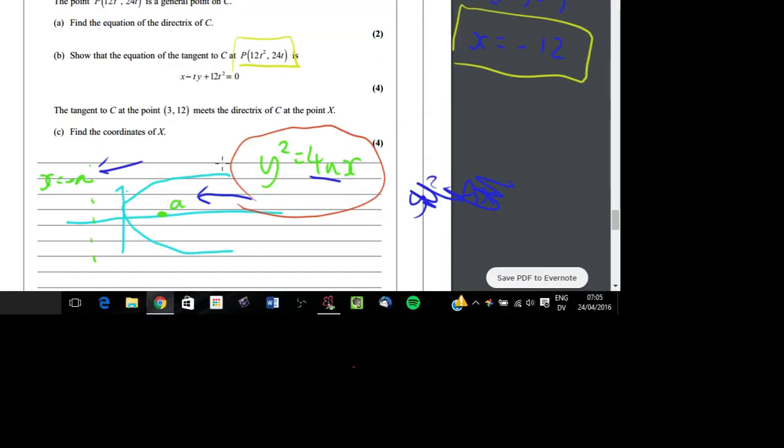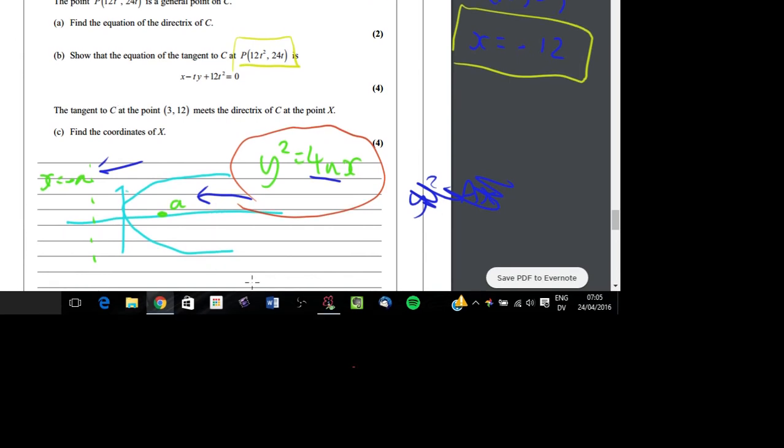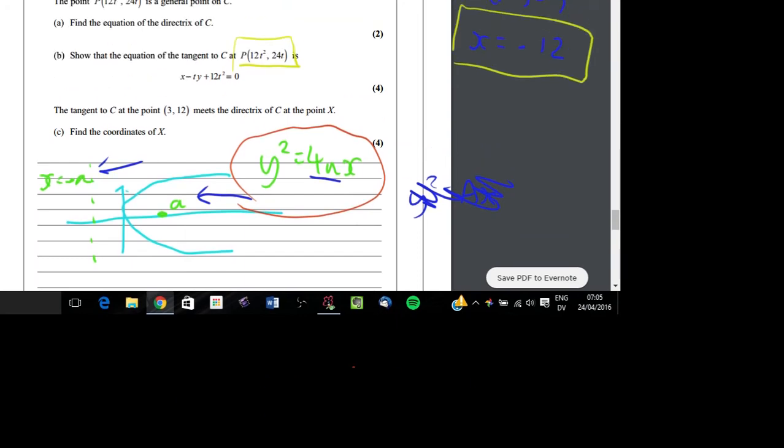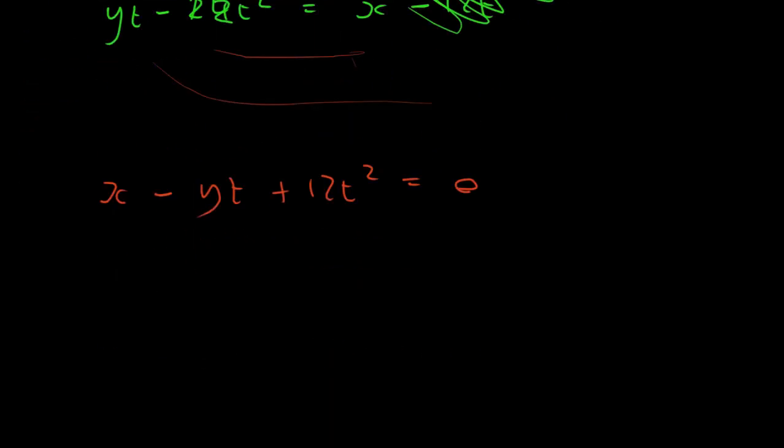Perfect. Now, the tangent to C at the point (3, 12) meets the directrix of C at the point X. Remember, C is our parabola. So we're introducing a few more things now. So this is an equation for a tangent at a general point. So (3, 12), it's on C. We don't really need to double check. We just know that y is 12.